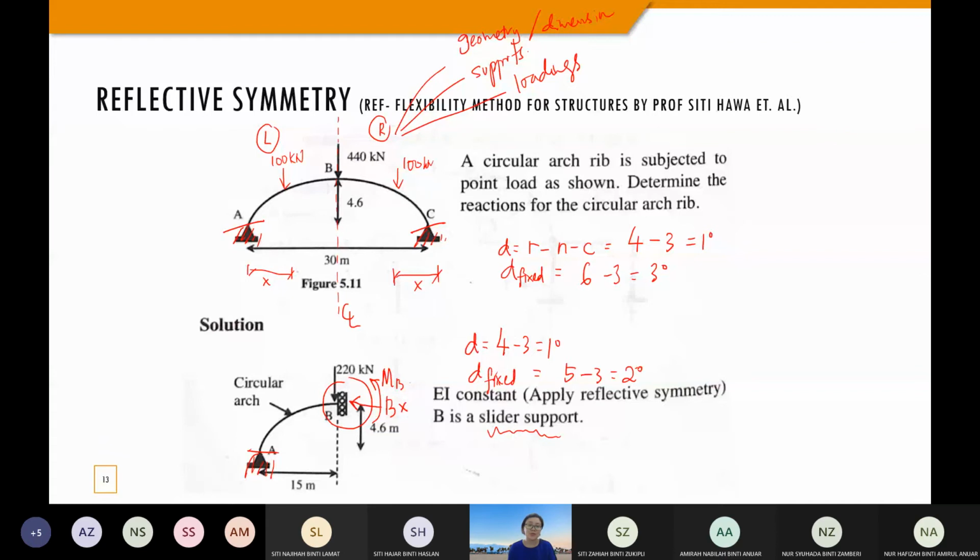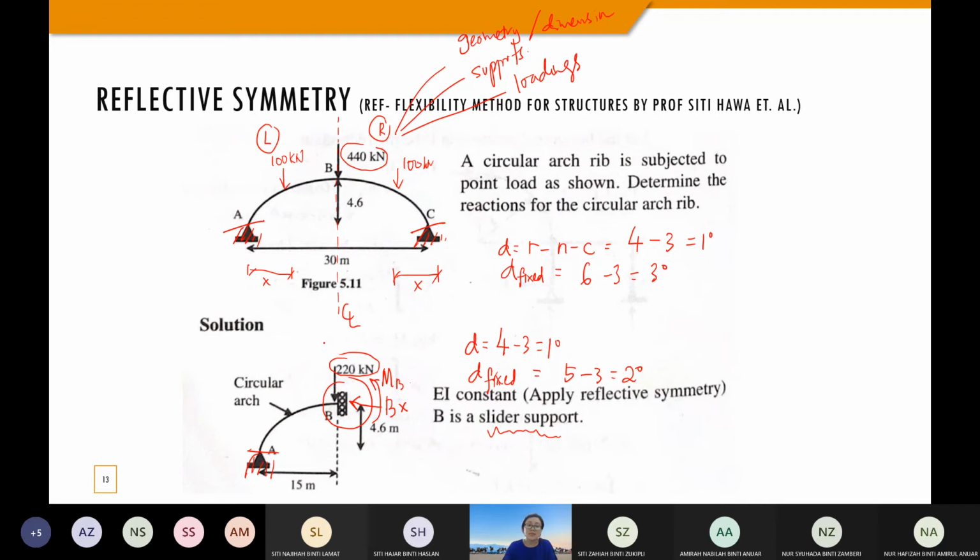So you can see that you actually have removed one of the redundancies in these systems. Okay, it makes your calculation easier right now. Okay, and if you notice that these 440 kilonewtons, when it comes to this reflective symmetry calculation, it becomes 220 kilonewton.